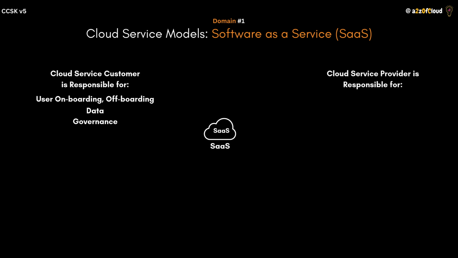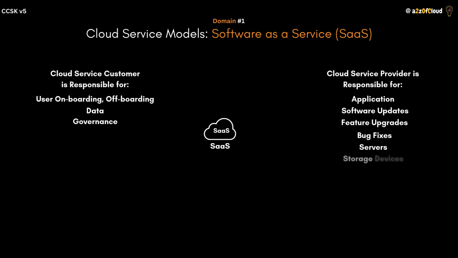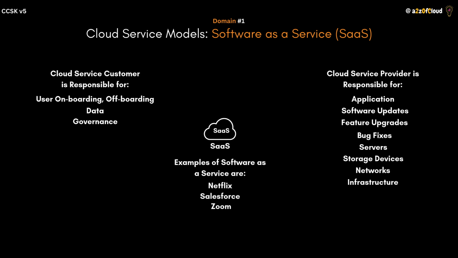The cloud service provider or application vendor is responsible for the application and its availability, software updates, feature upgrades, bug fixes, servers, storage devices, networks, and infrastructure. Some of the examples of software as a service are Netflix, Salesforce, Zoom, and Dropbox.